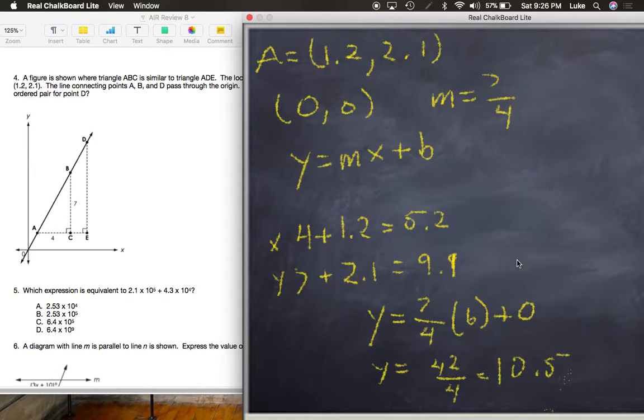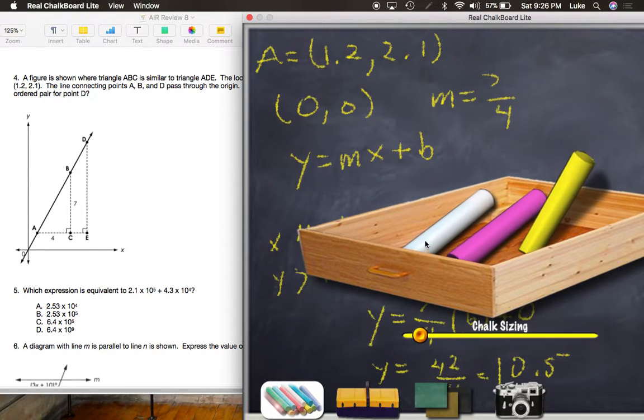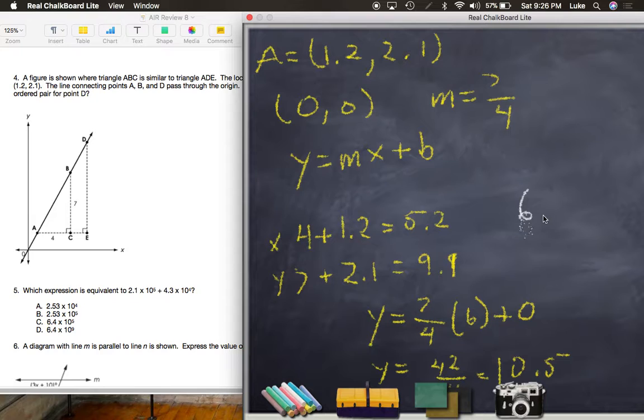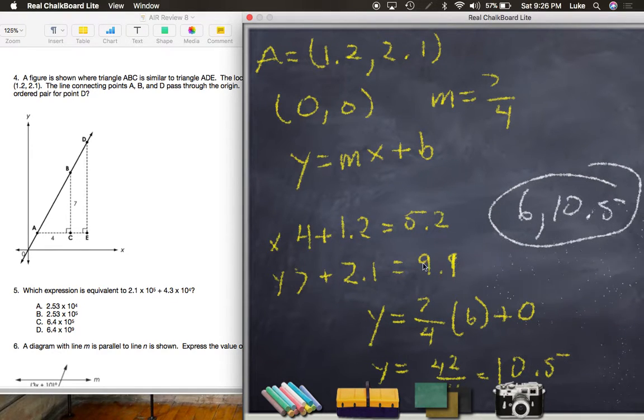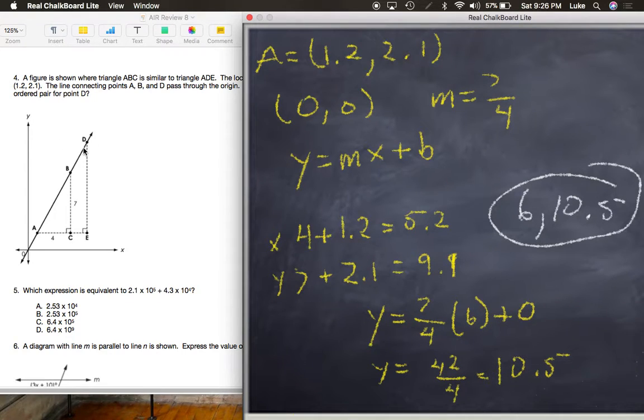So now, if we put in an x-coordinate of 6, we get a y-coordinate of 10.5, and that is a possible coordinate for point D. It doesn't have to be exact, it just has to be bigger than 5.2 and worked into this equation with our slope as 7 over 4 and our y-intercept as 0. So there's your answer. We have 6 and 10.5 as a possible point for point D.